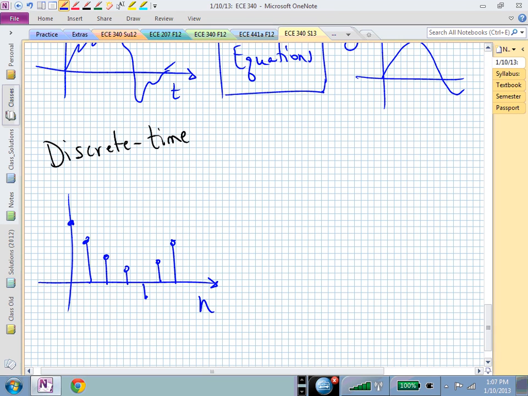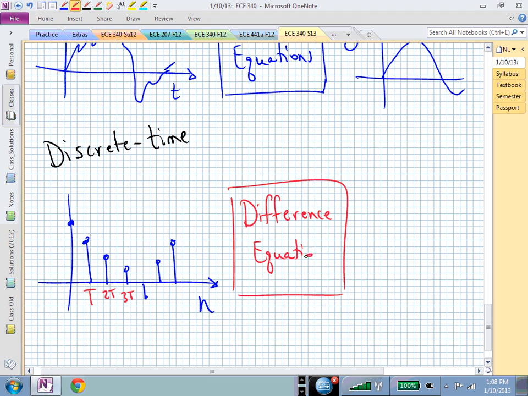And our time axis might be simply indexed by n. And this is so many samples. First sample, second sample, third sample. Now, instead of differential equations, we now have difference equations. From that, we will then produce some output response, y of n.